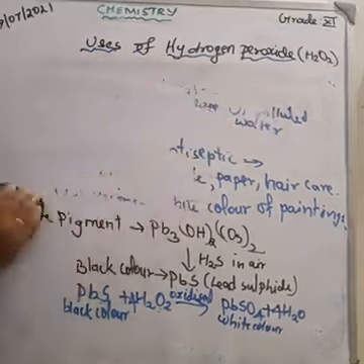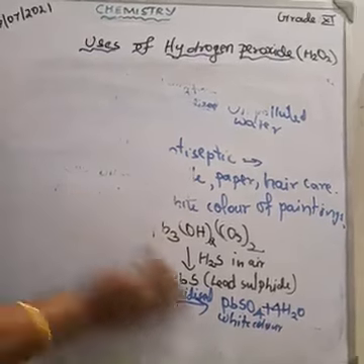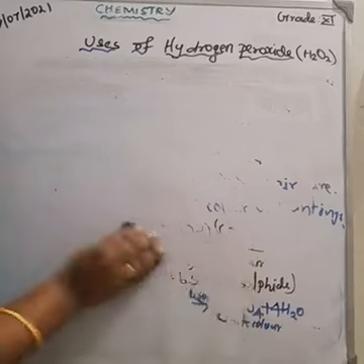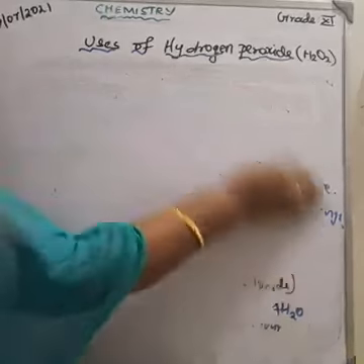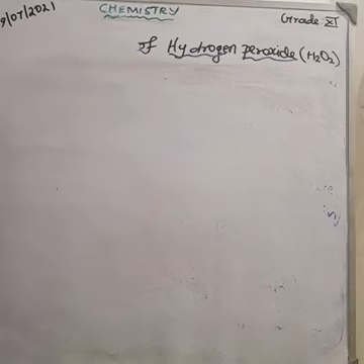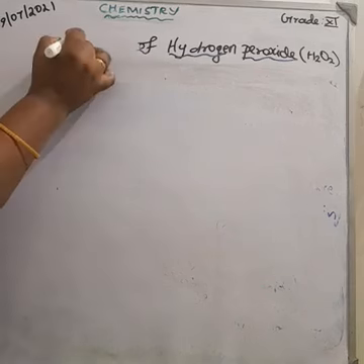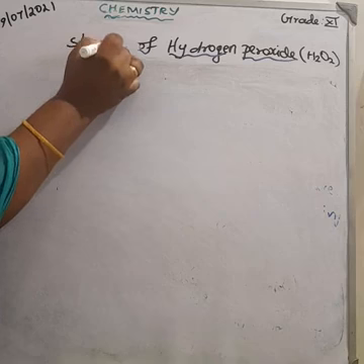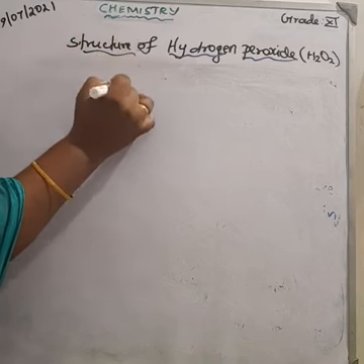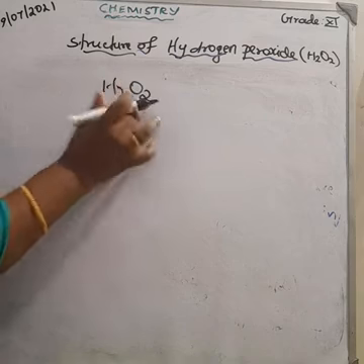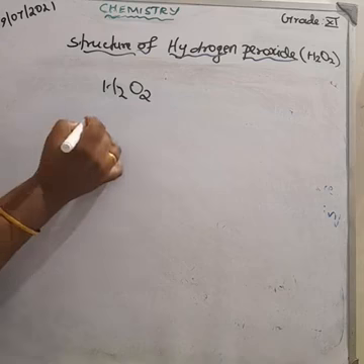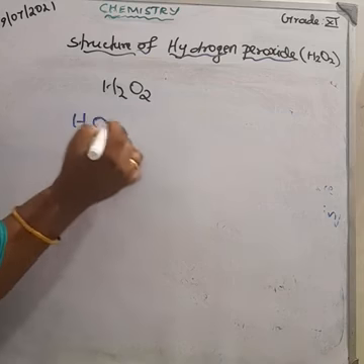So what about the structure? H2O2 means two hydroxyl groups. This is one hydroxyl group and this is the other hydroxyl group. These two hydroxyl groups are joined by a covalent oxygen-oxygen single bond.